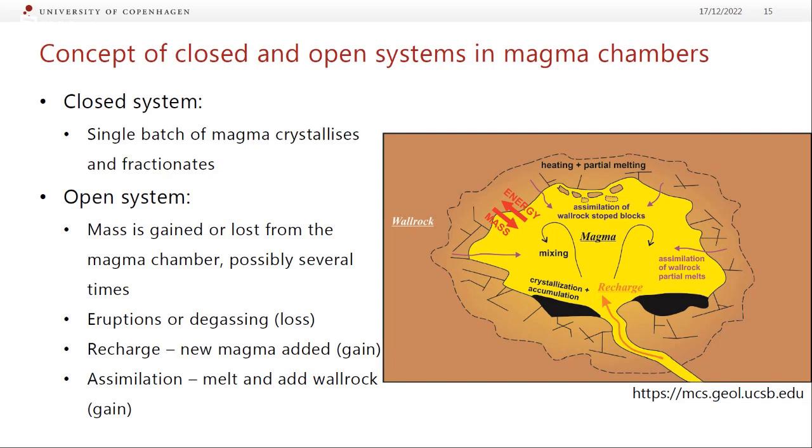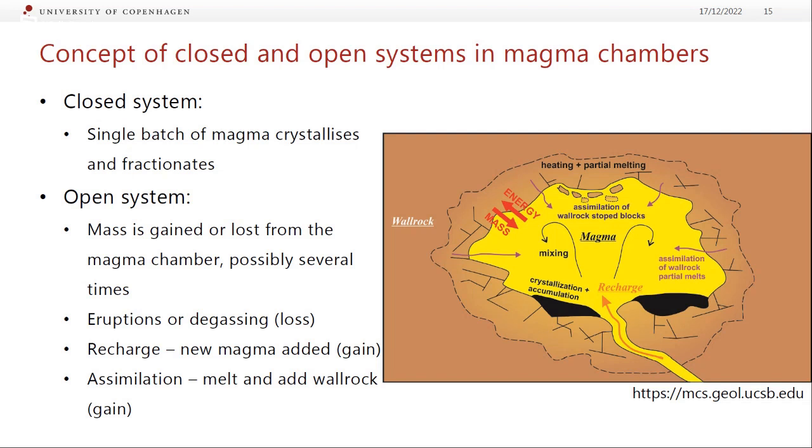An open system, which we'll deal with at the start of the next part of the lecture, is where we're either gaining or losing mass from the magma chamber. And this could be just one event, or it could be several events. The way we can lose mass from the magma chamber is we can erupt, or we can have degassing, which is where volatiles like water or carbon dioxide form bubbles and then basically fizz out the top. We could also have magma moving up from one magma chamber into a higher magma chamber. It doesn't have to erupt, but it's leaving the magma chamber in some way.